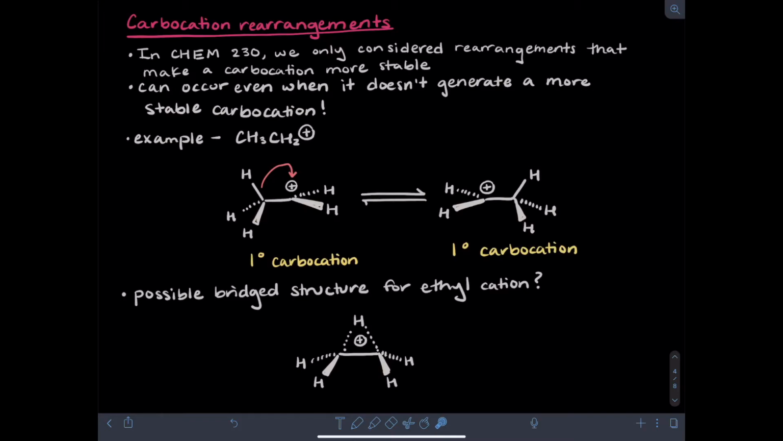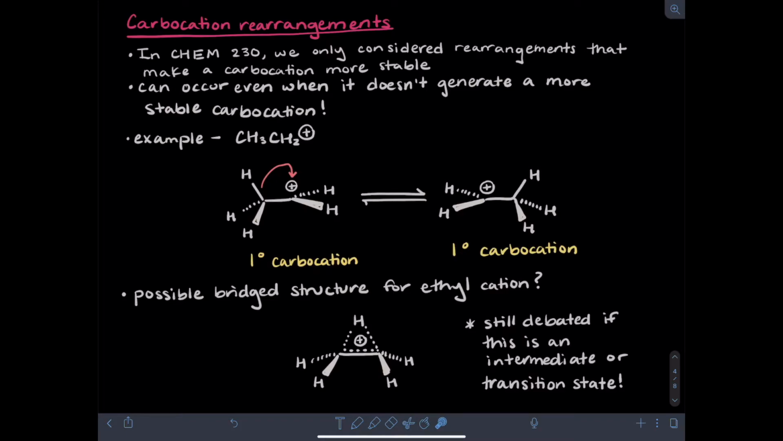In the case of the ethyl cation, it's actually been very seriously debated whether or not this structure represents an intermediate or a transition state. I'll delve more into the definitions of transition states and intermediates later in the course, but this argument essentially comes down to, does this bridged structure last longer than the time scale of a bond vibration? And it turns out that it's still being debated among organic chemists whether or not this is an intermediate or transition state, or essentially how long it exists in this type of bridge structure.